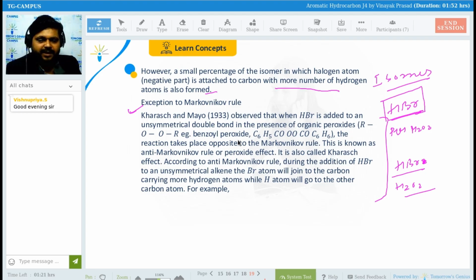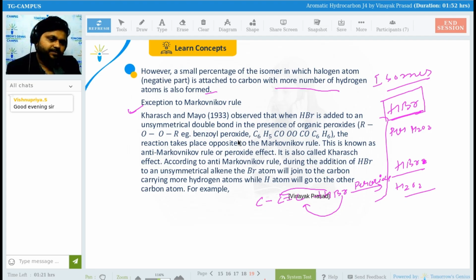What do you think, guys? See what will happen. Double bond carbon, right, with HBr in the presence of peroxide. So what will be the product? This Br will shift to this carbon and this H will shift to this carbon. Is it okay? Are you getting my point, guys?